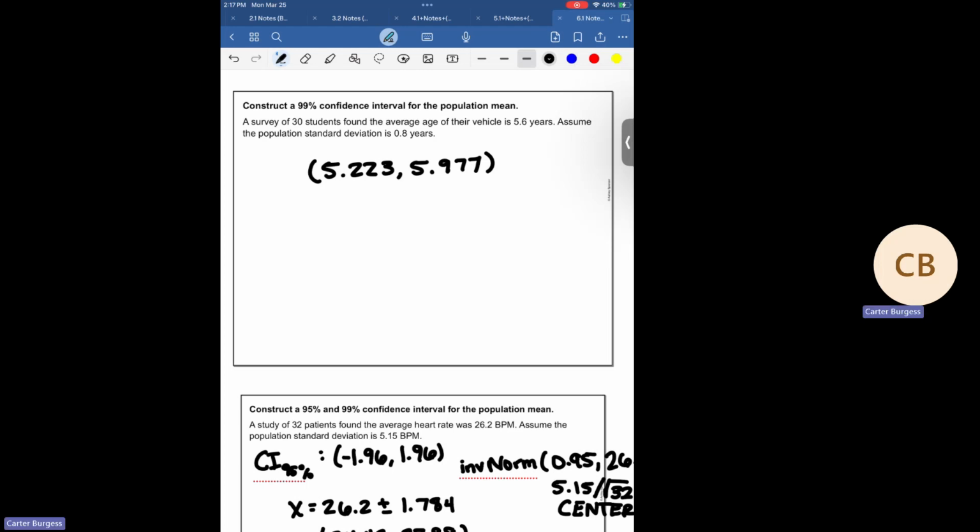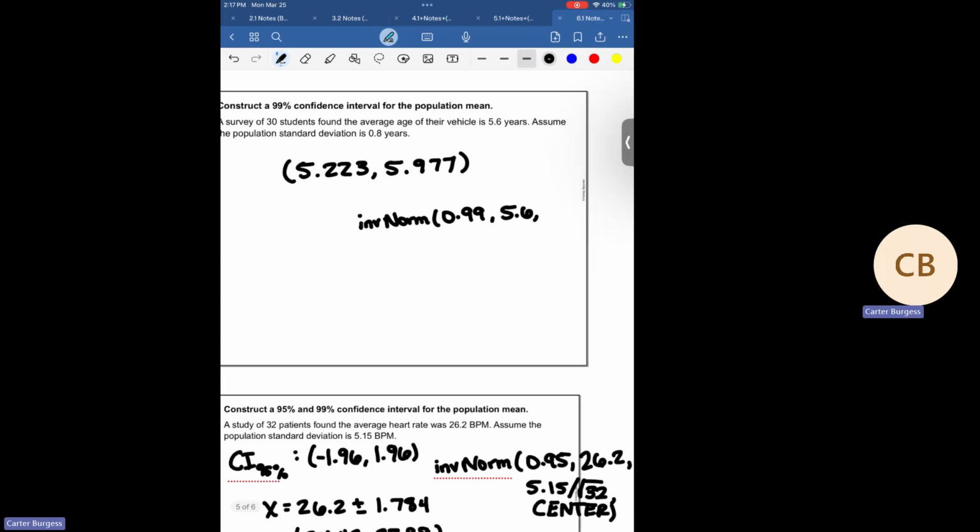You need to change the mu and the standard deviation to be the 5 points. What is it? 5.6. So this would be inverse norm. Yeah, you'd use 0.99. For mu, you would do 5.6. For standard deviation, it's 0.8 divided by the square root of 30. You have to close parentheses on that to make sure it knows that you're done, and then center. That should work.